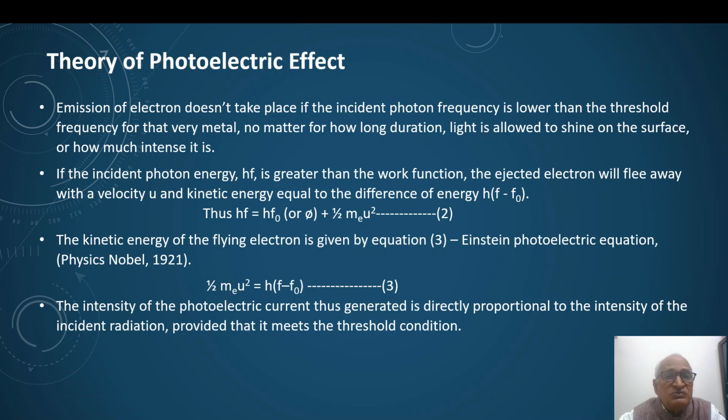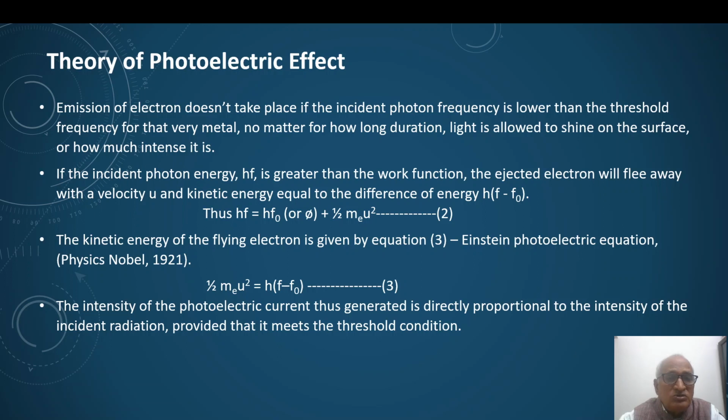If the incident photon energy hf is greater than the work function W or phi, the ejected electron will flee away with a velocity u and kinetic energy equal to the difference of energy, that is hf minus hf0. Thus, hf equal to hf0 or phi, that is work function, plus kinetic energy of the electron, half m u square. The kinetic energy of the flying electron is given by equation 3, the Einstein photoelectric equation, Physics Nobel laureate 1921: half m u square equal to hf minus hf0. Thus we can calculate the velocity of the flying electron.